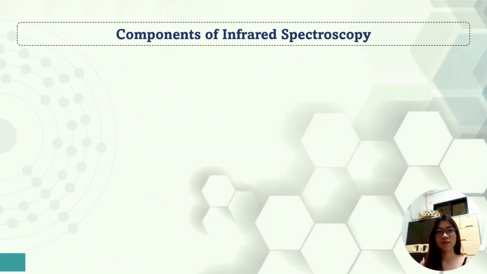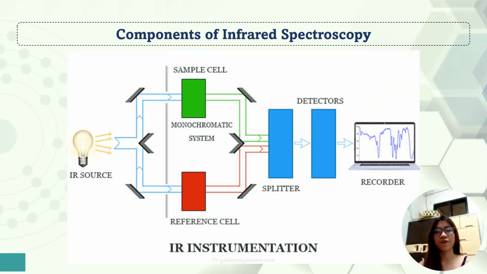Here are the components of infrared spectroscopy. First is the IR source, or the light source. Second is the monochromatic system with the splitter. Third is the sample cell, or reference cell. And lastly, the detectors and recorder.